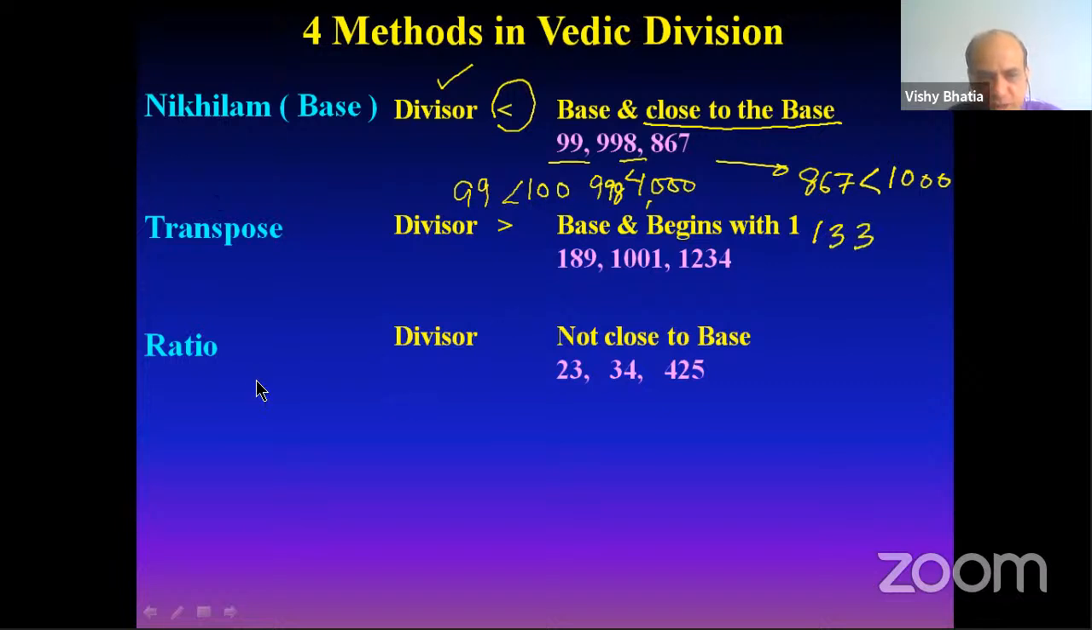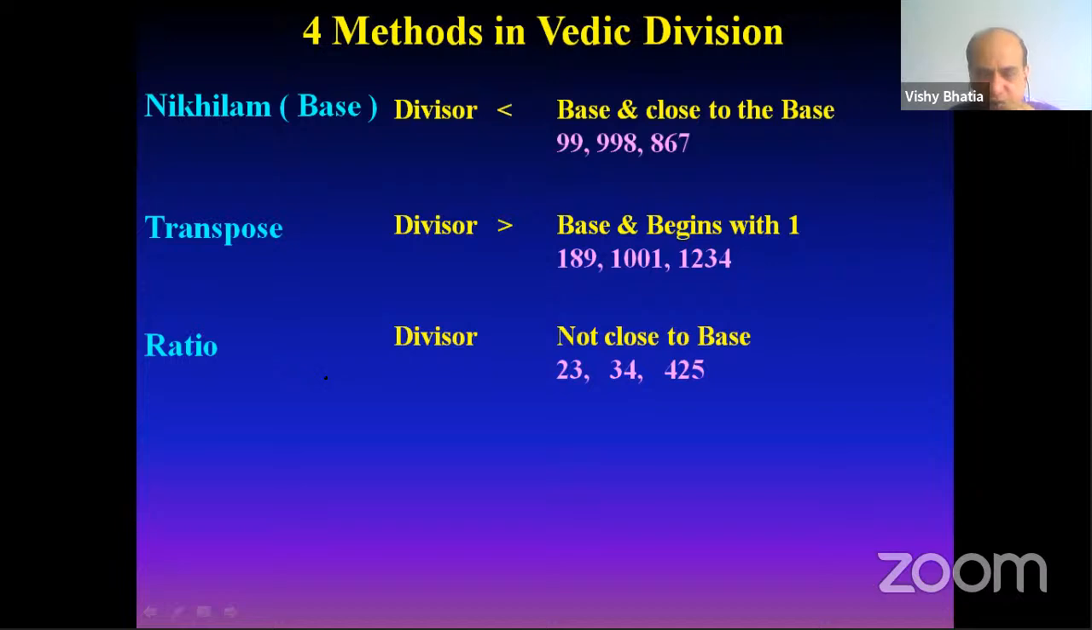Then you just have to look at the divisor. In Vedic division, you have to look at the divisor and ignore the dividend. The dividend has no role to play except the separation of the dividend digits into remainder and quotient components. I'll come to that later.